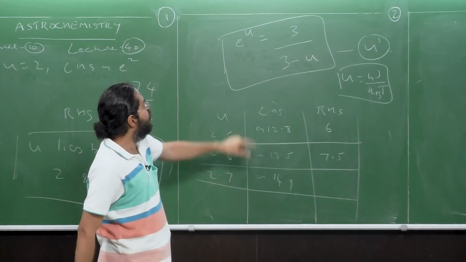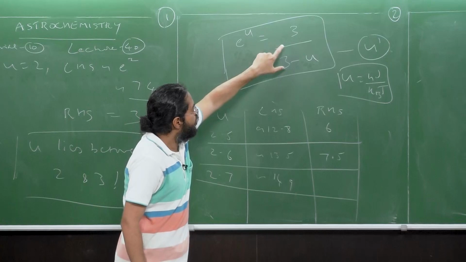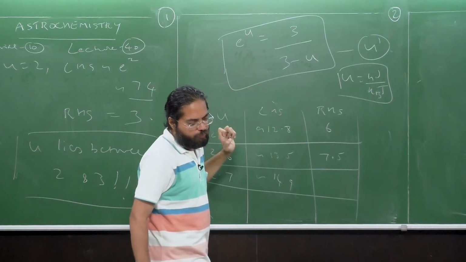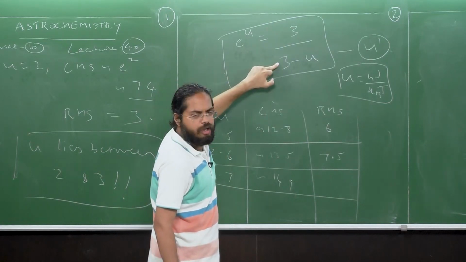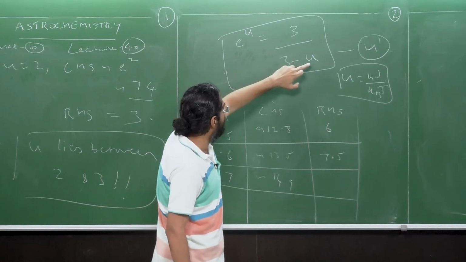So when u is 2.7, what is the value of the RHS? It is going to be 3 divided by 3 minus 2.7, which is 0.3.